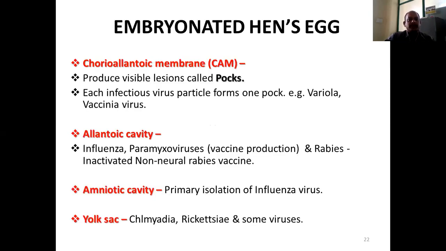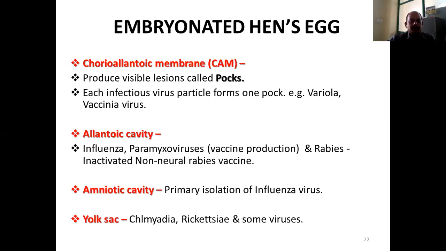In the embryonated hen's egg, the chorioallantoic membrane can be inoculated, on which we can observe visible lesions known as pox. Each infectious particle forms one pock. The viruses which can be inoculated on the chorioallantoic membrane are variola and vaccinia viruses, which produce pocks on the CAM.